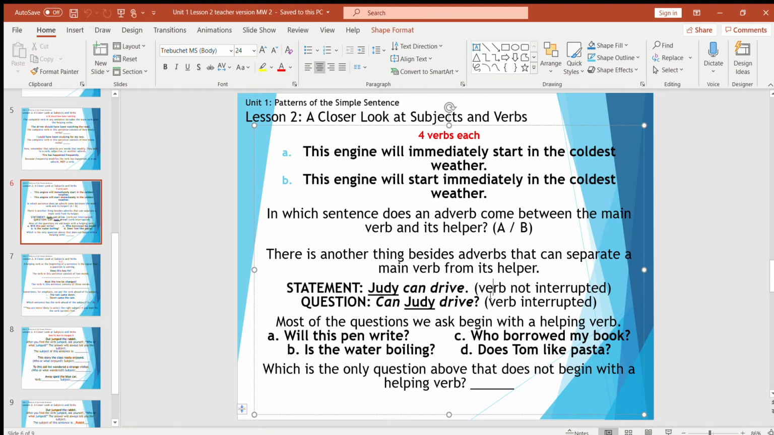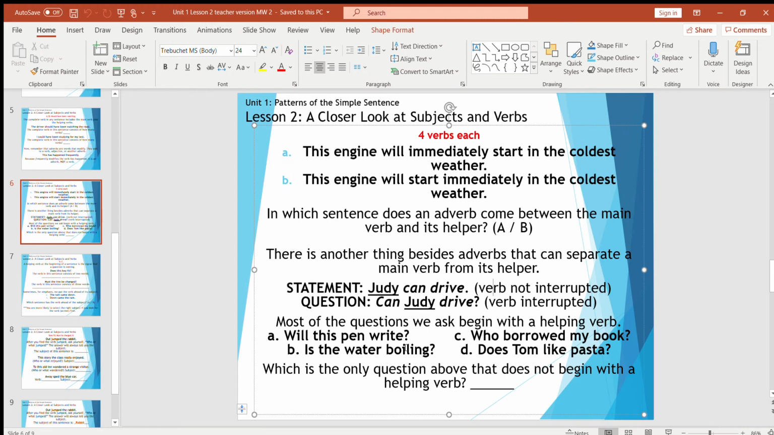But when you phrase it as a question, like can Judy drive, now you'll notice the subject comes in between the helping verb and the action verb, okay? So you can't always assume that they're going to be right next to each other, but a lot of times they are. So most of the questions we ask begin with helping verbs.